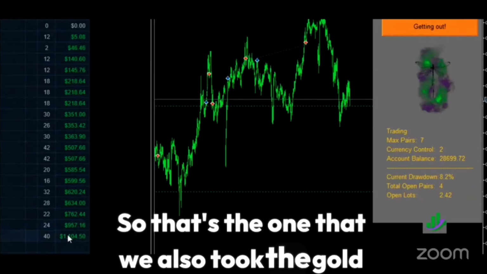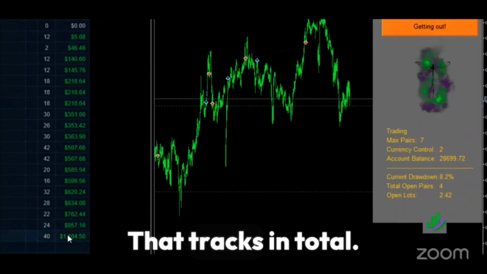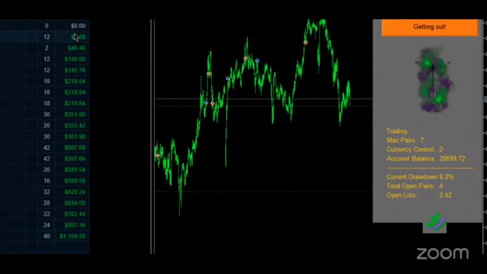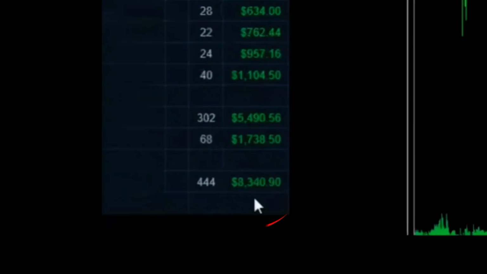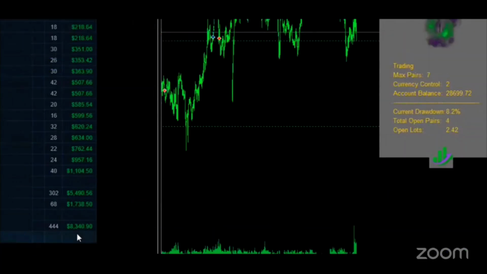So that's the one that we also took the gold in, right? That tracks in total. Okay. And this is on, I don't know, what is that? 16 accounts in total. That's $8,300-ish. Okay, so I went over that math for a second.